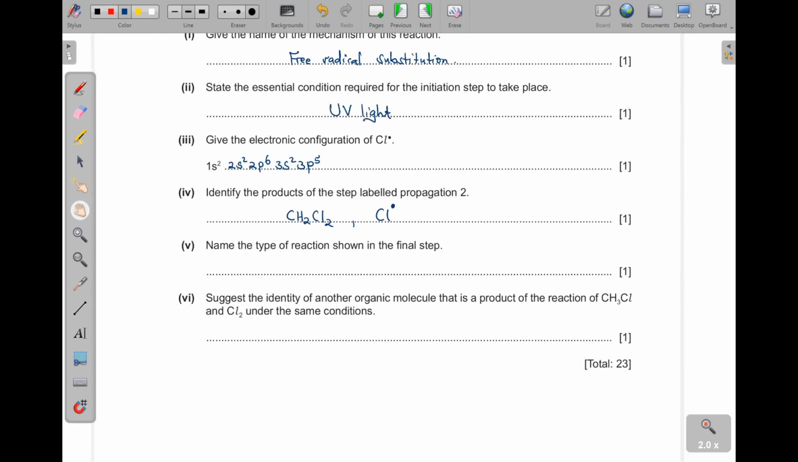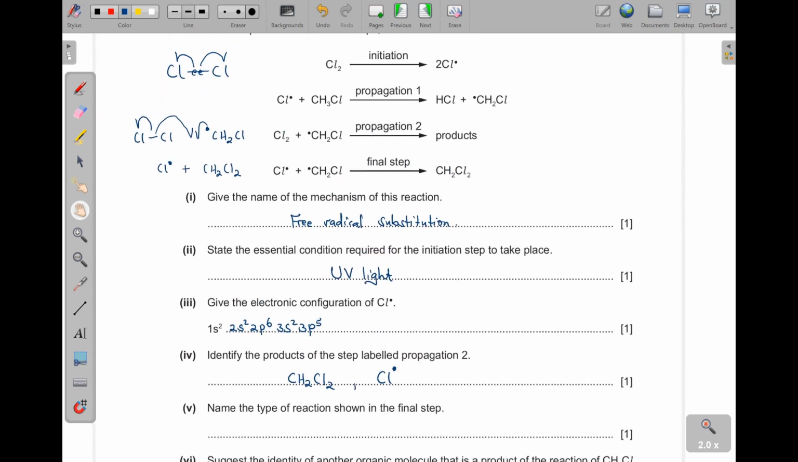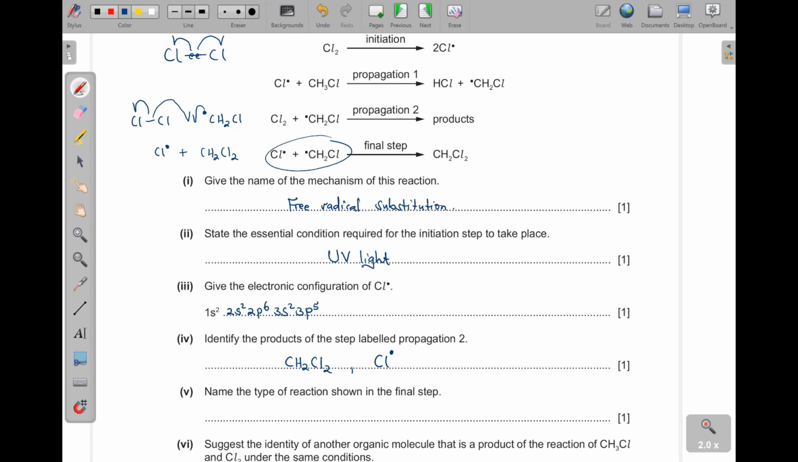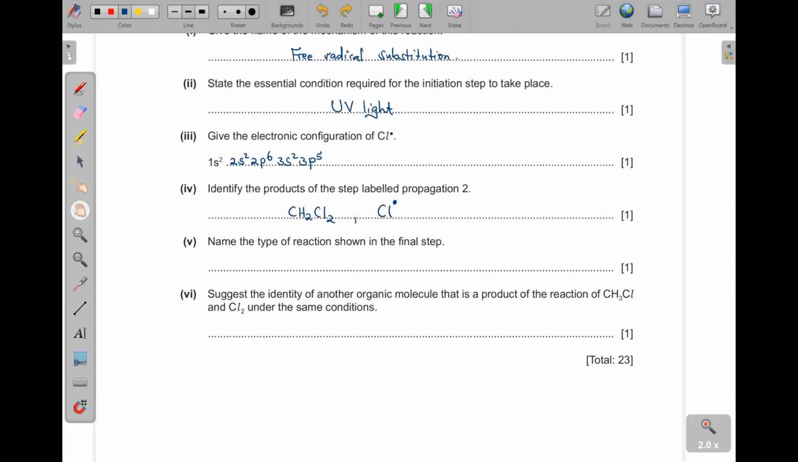And then Roman 5, name the type of reaction shown in the final step. I already said it. The final step, the two radicals coming together, that is termination. So just put here termination.